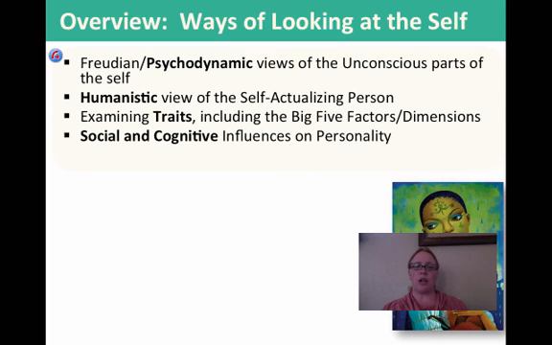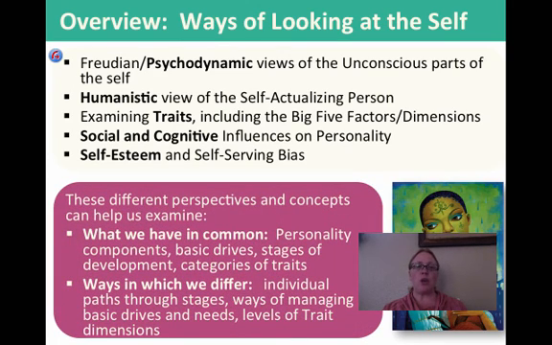Then we're going to look at social and cognitive influences on personality, because of course we can't forget all of these social factors that are out there, as well as our own unique cognitive abilities. And then we're also going to take a look at self-esteem and self-serving bias and the way this plays a role in how we look at ourselves and how others look at us as well. So we use these different perspectives and concepts to help us examine what we have in common, okay?